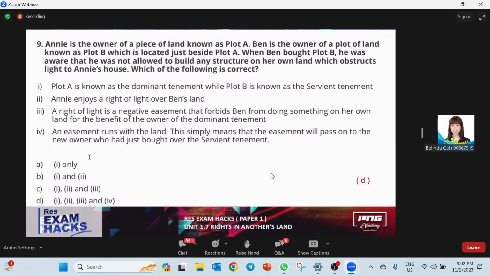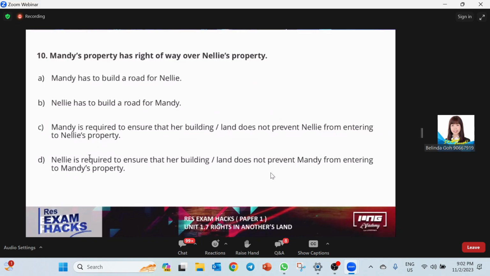All right. Now move on to question 10. Another easement. This easement is the right of way. Okay, just now we got right of light, we got right of way. Mandy's property has a right of way over Nelly's property. Mandy has to build a road for Nelly. Nelly has to build a road for Mandy.